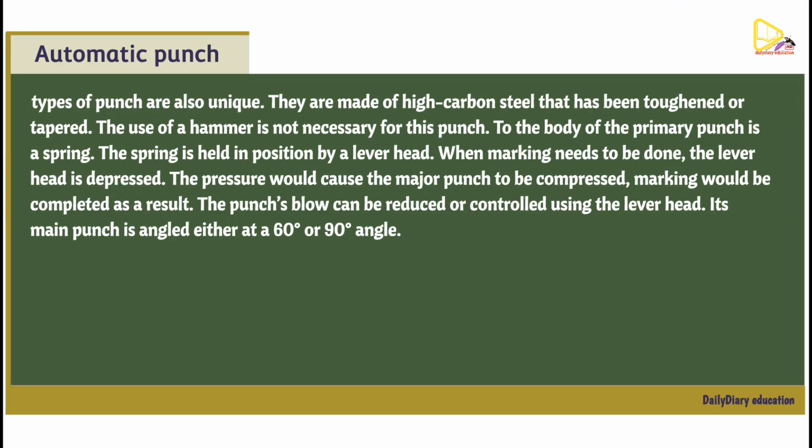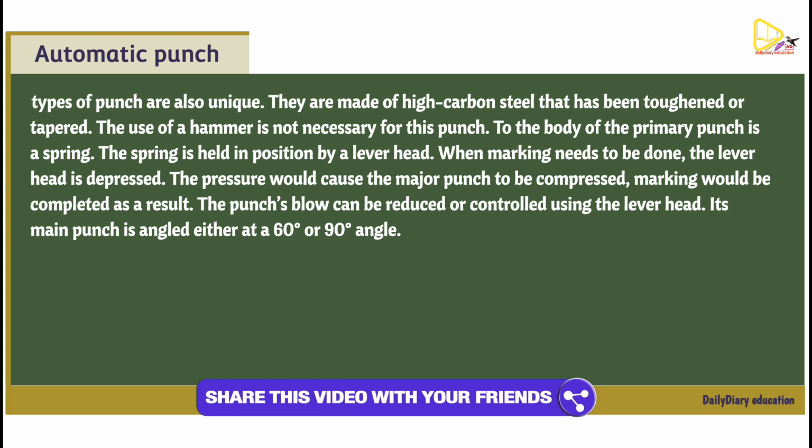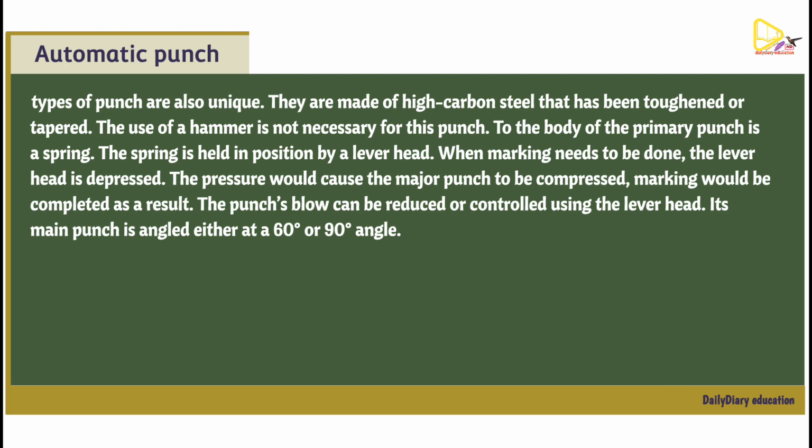Automatic punch. These types of punch are also unique. They are made of high carbon steel that has been toughened or tapered. The use of a hammer is not necessary for this punch. To the body of the primary punch is a spring. The spring is held in position by a lever head. When marking needs to be done, the lever head is depressed.